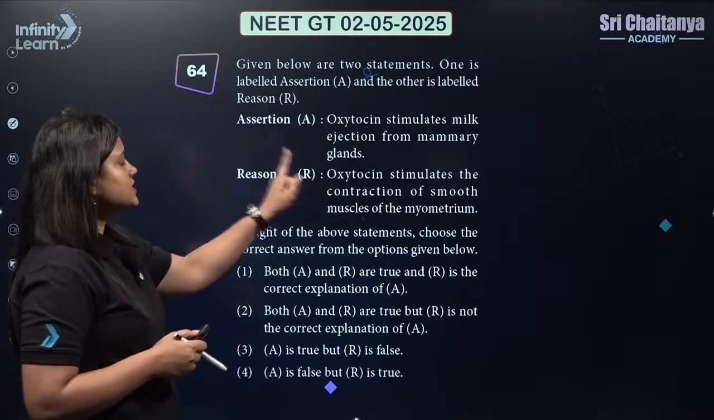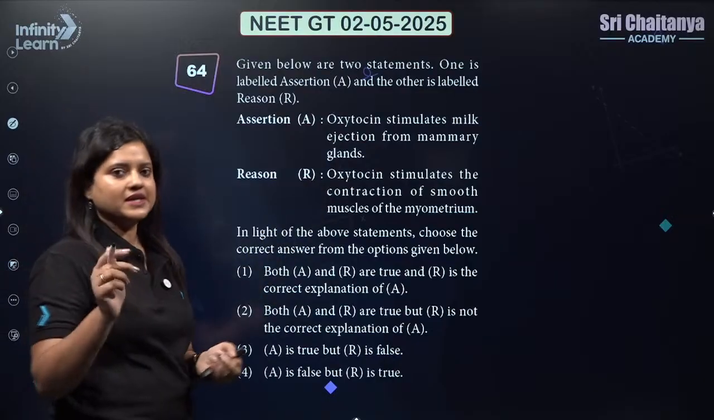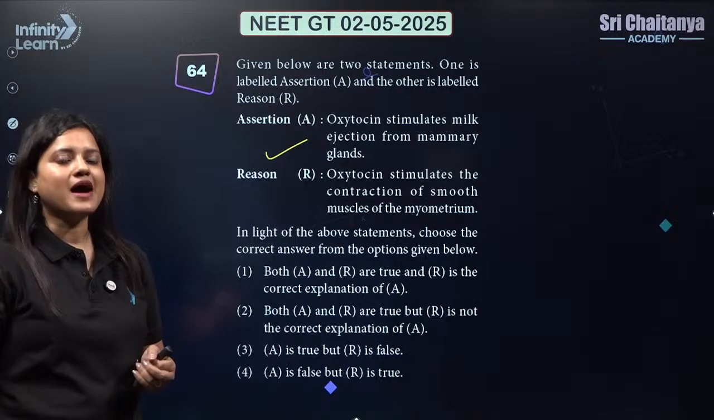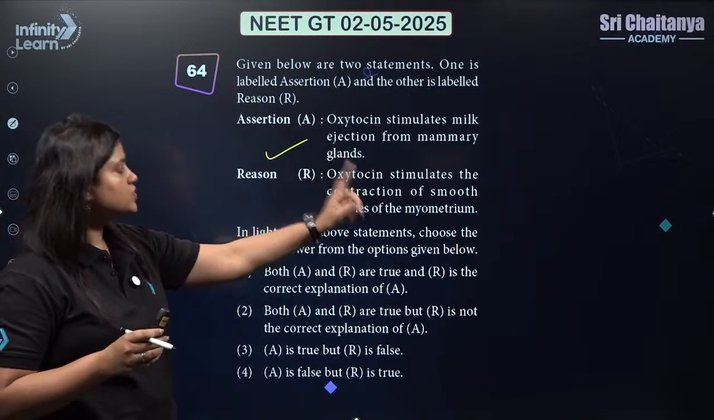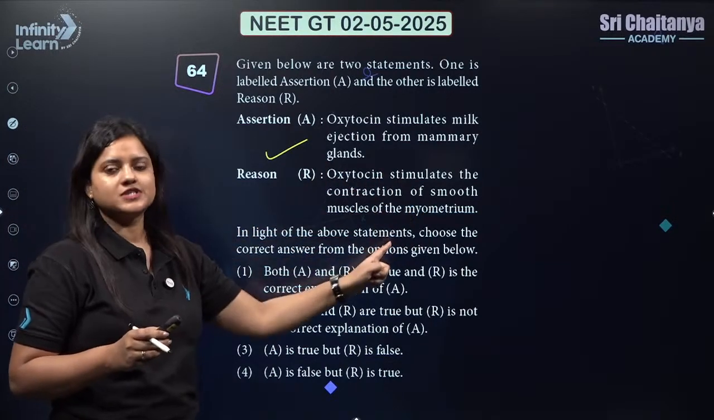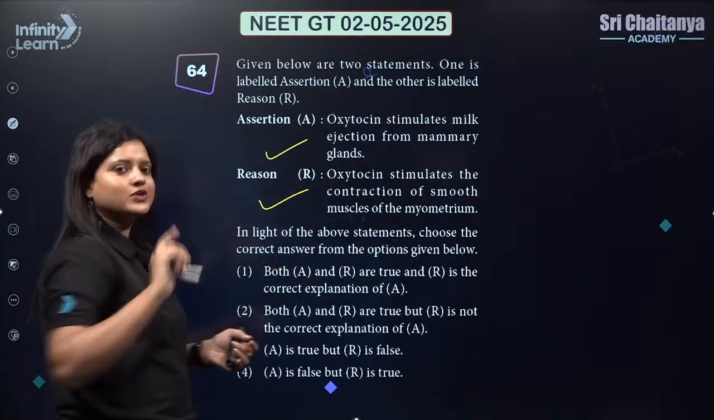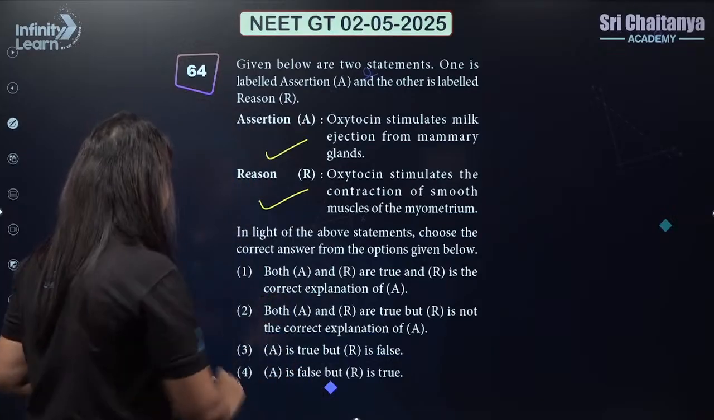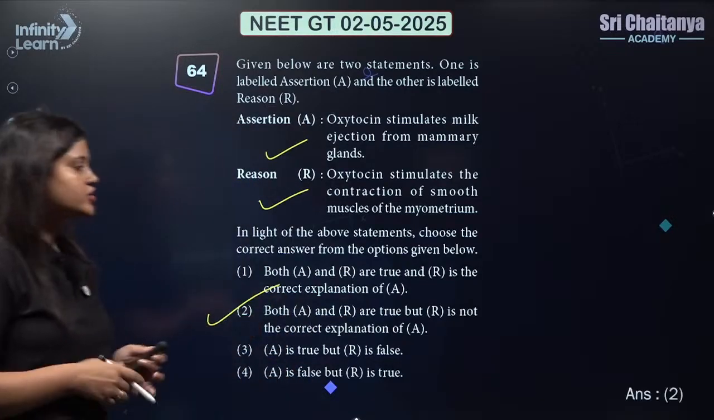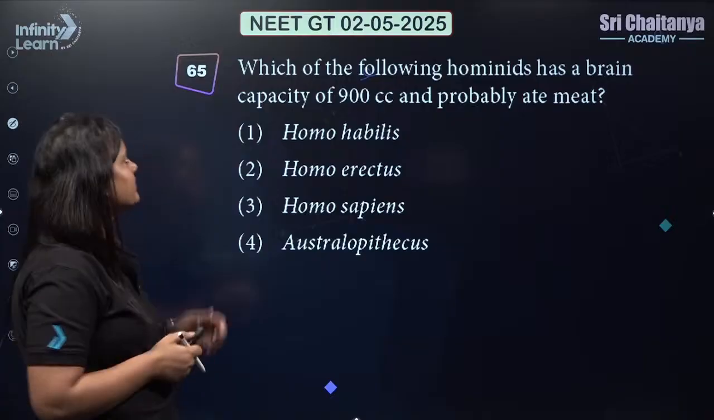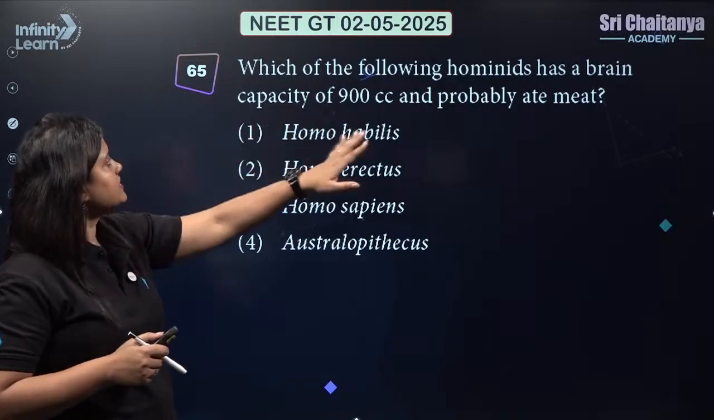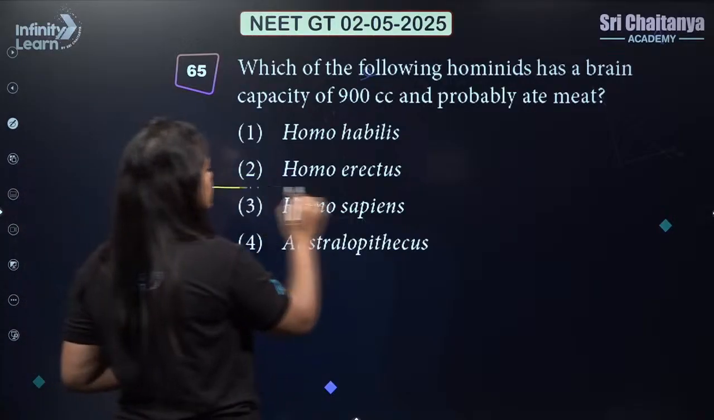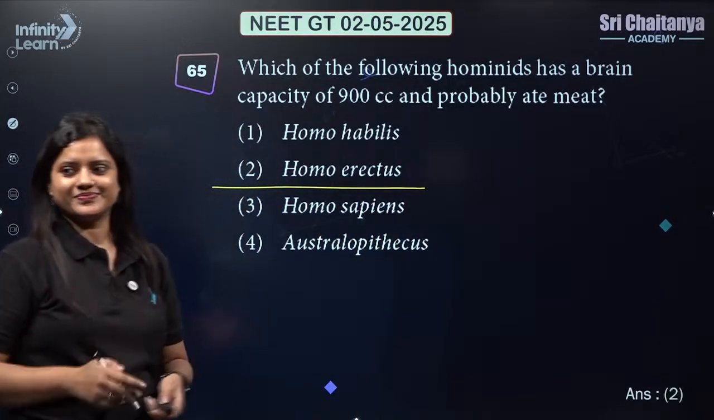Now assertion. Oxytocin stimulates milk ejection from the mammary glands? Yes. Oxytocin stimulates the contraction of smooth muscles of myometrium. So oxytocin does cause the contraction of smooth muscle of myometrium, but again, both are correct but not the correct explanation of assertion. So answer should be B, or 2. Next. Which of the following hominids has a brain capacity of 900 cc and probably ate meat? So it was Homo erectus. So answer should be 2.